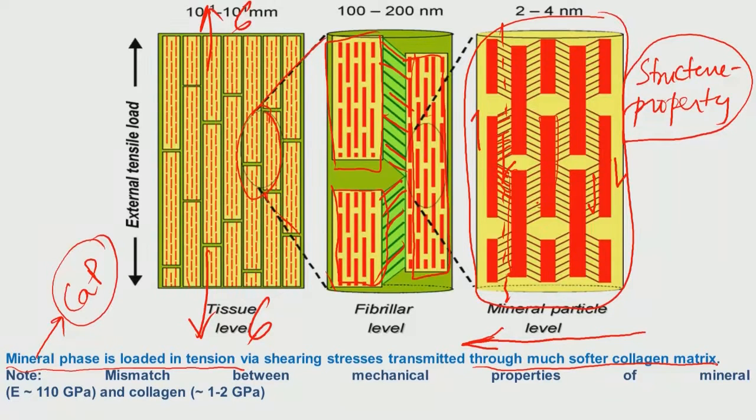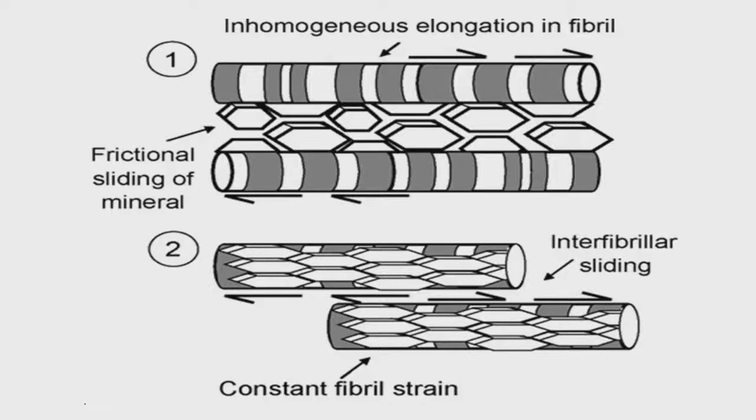And if you see what is the typical difference in the elastic modulus values, elastic modulus of collagen is 1 to 2 gigapascal, which is like an order of magnitude less than the elastic modulus of the hydroxyapatite as such. So, hydroxyapatite elastic modulus is 110 gigapascal, collagen elastic modulus is 1 to 2 gigapascal. So, because of this large mismatch in the elastic properties, mechanically it is quite feasible that hydroxyapatite will be loaded in tension and collagen will experience more like a shear stress under mechanical loading.